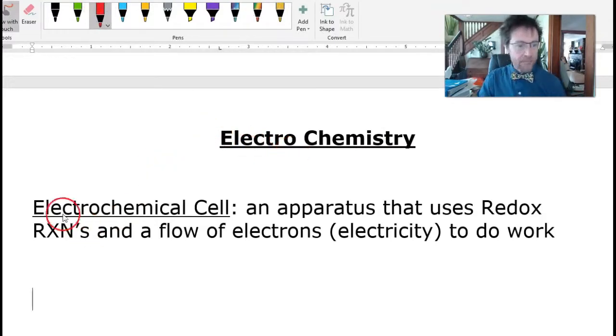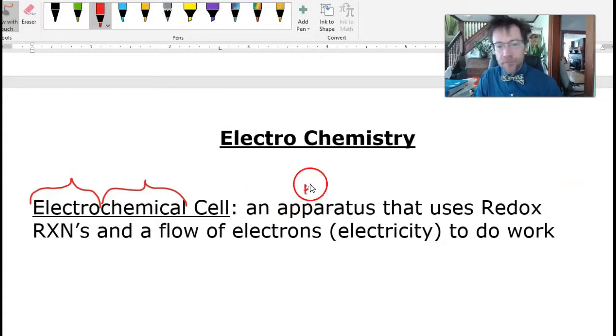Electrochemistry, first thing. Some of these words, I know that science has really weird words, but sometimes we try to keep it really simple. Guess what an electrochemical cell is? Do you see the two parts of the word here? Can you imagine what an electrochemical cell is? Basically, it's an apparatus, which is a fancy word for thing, that uses a redox reaction and a flow of electrons to do work.